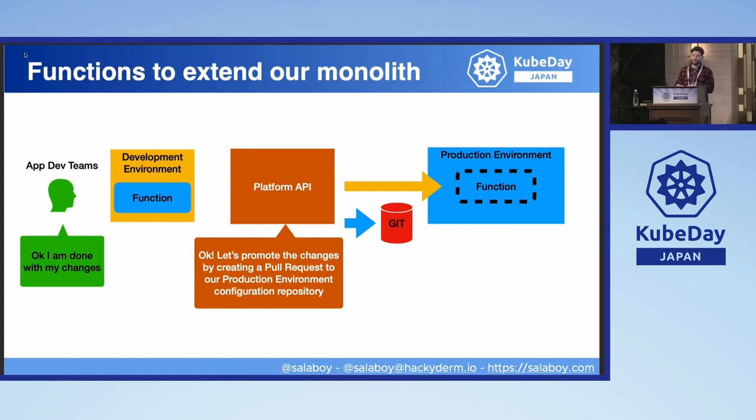Like I was using this func CLI to create and deploy functions in my development environment. I do not want to do the same things for our production environments. So for production environments, what you usually do is you probably apply some kind of GitOps, and also here is where you run all the compliance on top of the things that you are deploying into your production environments.